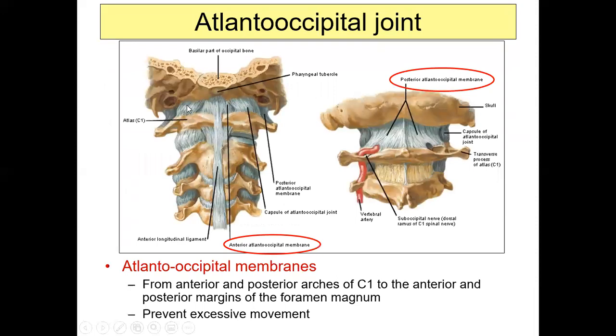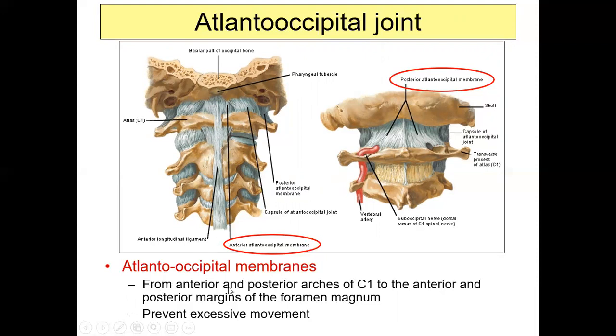Okay, the atlanto-occipital membrane. This is the anterior atlanto-occipital membrane. The other picture you can see here is the posterior atlanto-occipital membrane. These are the two atlanto-occipital membranes that I have discussed just now. So, from the anterior and posterior, it extends the atlanto-occipital membrane.